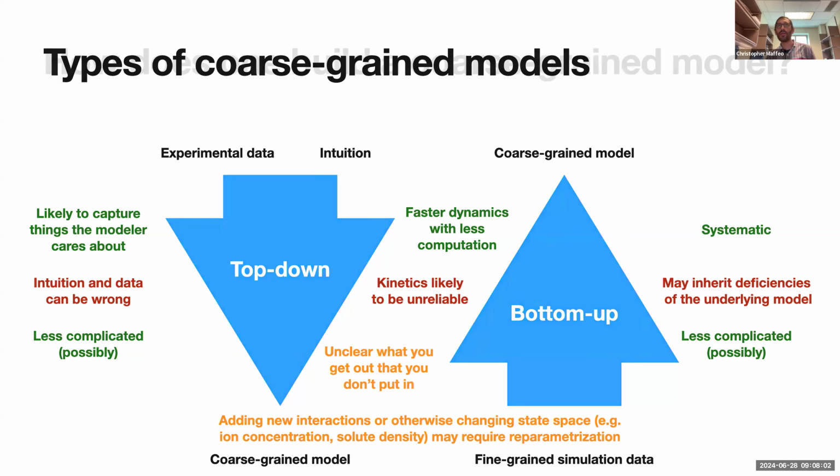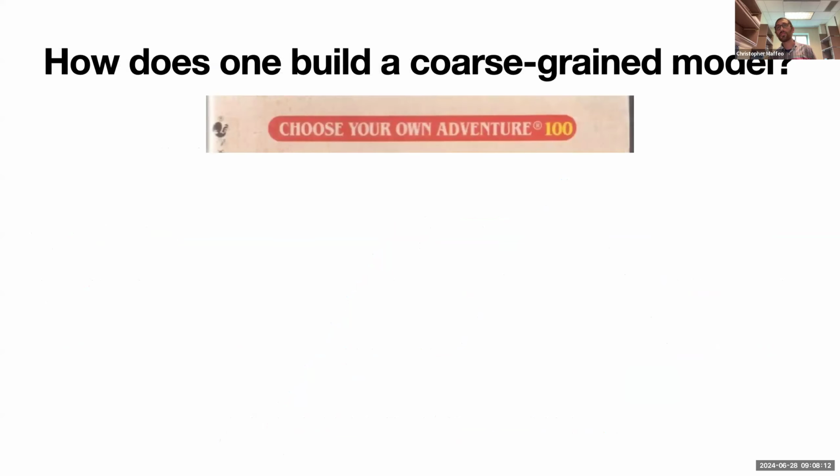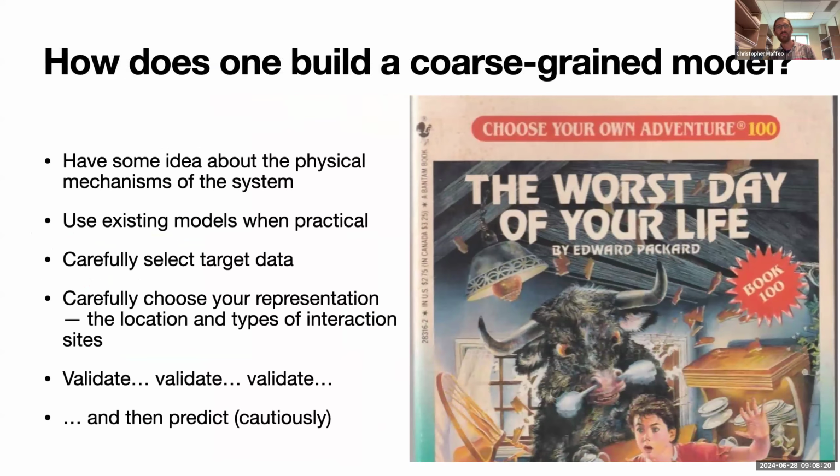So how do you go about building a coarse-grained model? That's the first question. And the answer is that there are many options out there. So it's a bit like a choose your own adventure book. Hopefully it's not going to be this title. You can help avoid having the worst day of your life if you have some idea about the physical mechanisms that are present in your system.